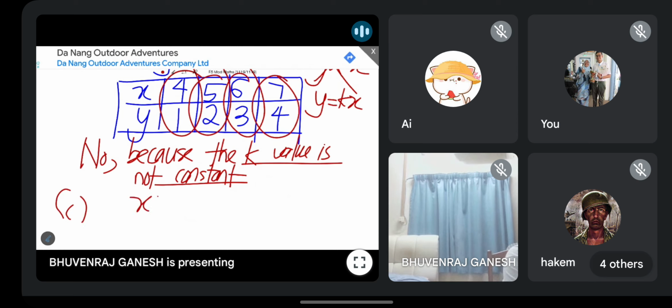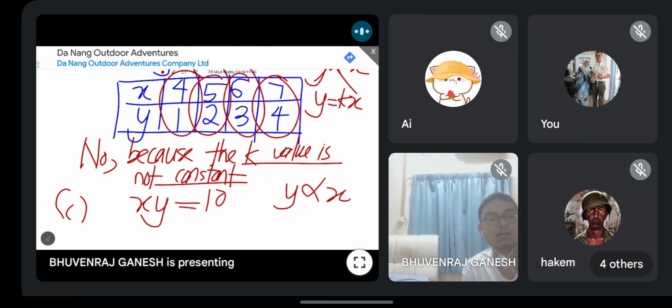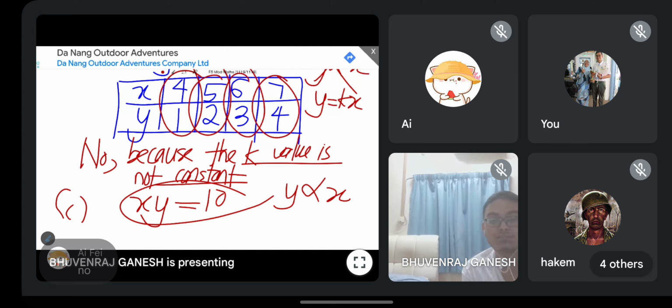Okay, you can try another one. Actually, this one no need table also. You directly tell me, does Y vary directly as X or not? Adakah Y berkadar terus dengan X for this equation? You can see directly and tell the answer, yes or no. So anyone? Yeah, basically the answer is no.